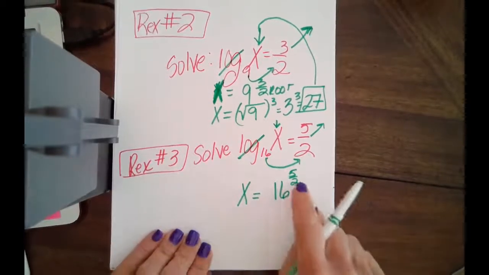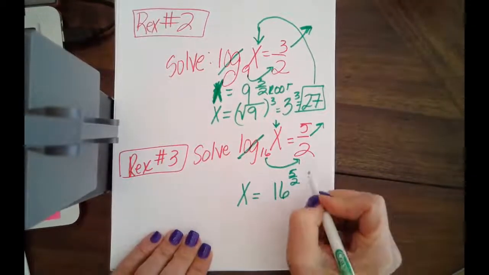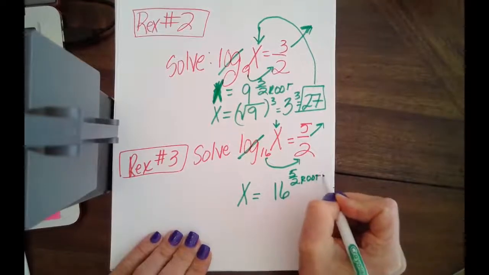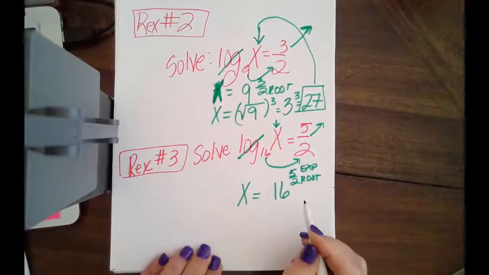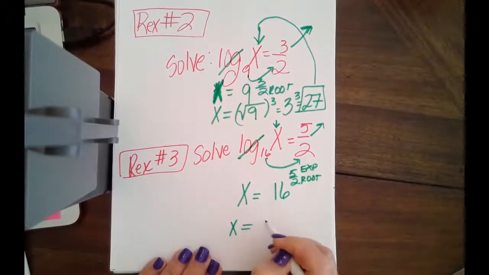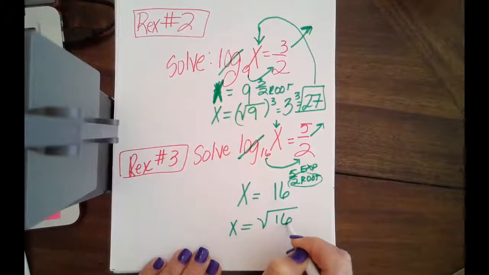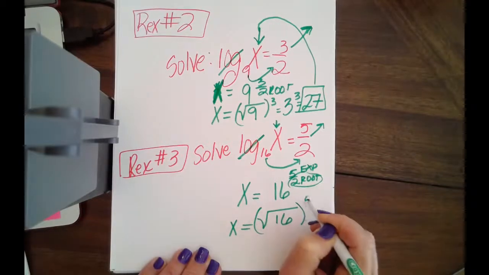Now guys, I don't want you to get used to using your calculators here. You guys know how to deal with these. You know that that's the root and that's the exponent in a rational exponent. So we have x is equal to the square root of 16 raised to the 5th power.